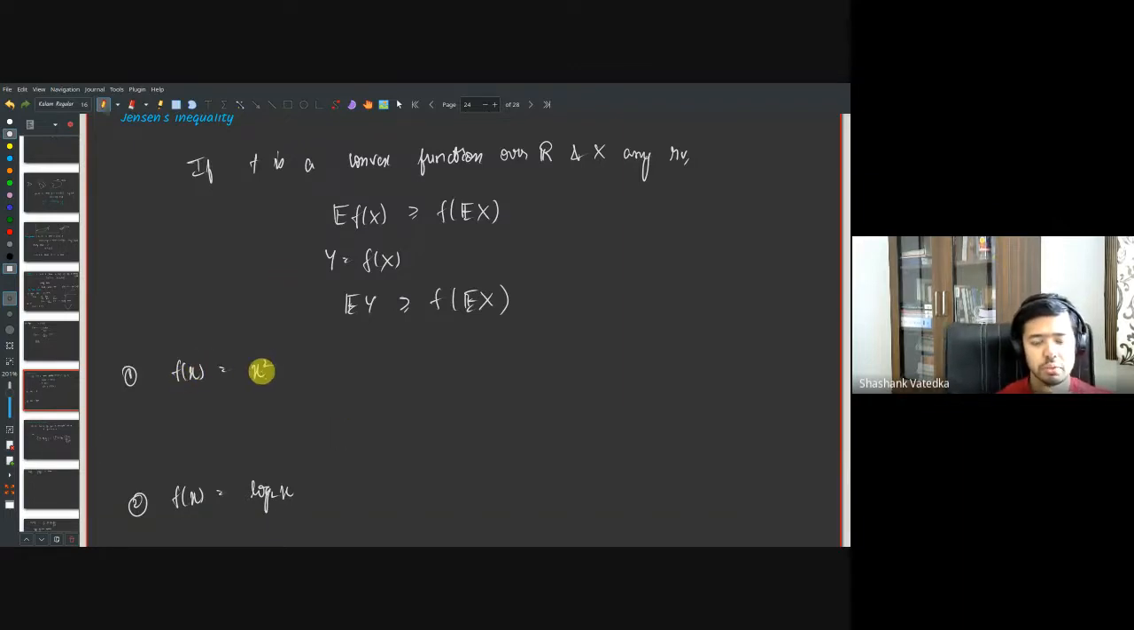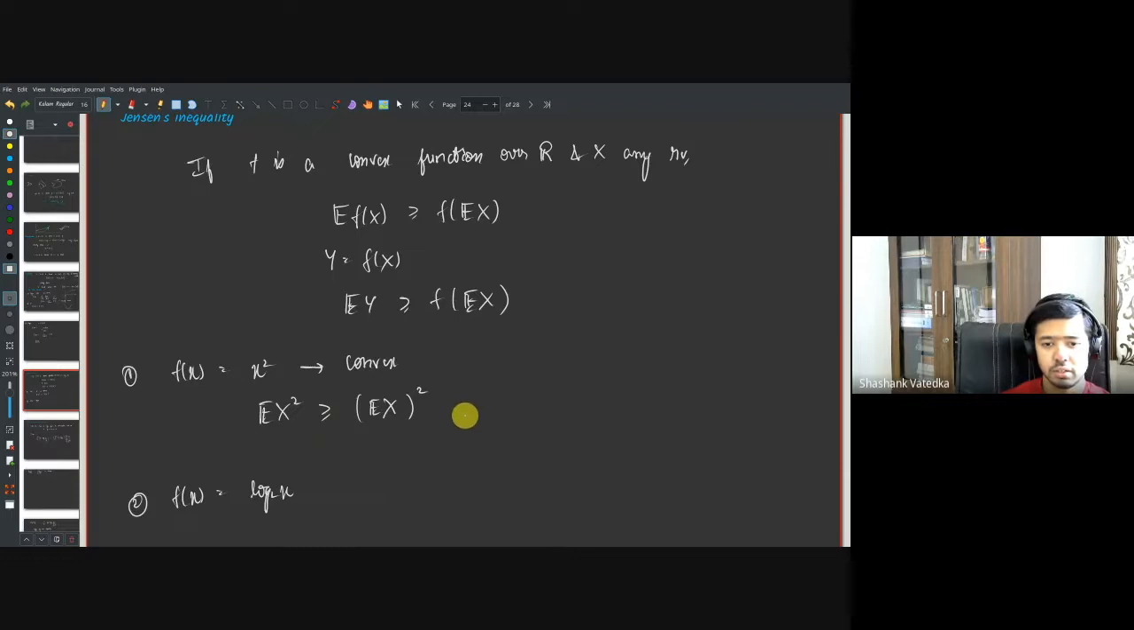So take f of x equal to x squared. Okay. So what does this say? We just saw that x square is convex, right? So we know that this is convex. So therefore, we can apply Jensen's inequality. So this says that expectation of x square, which is expectation f of x, is always going to be greater than or equal to f of expectation of x. So f of x is x square, which is expectation of x, the whole squared.